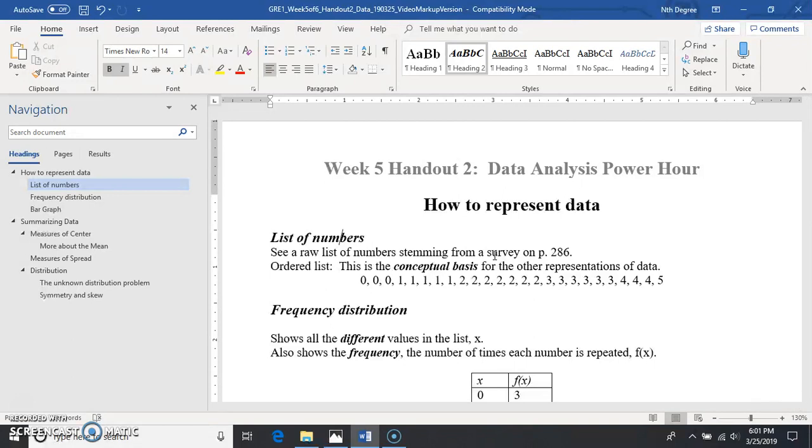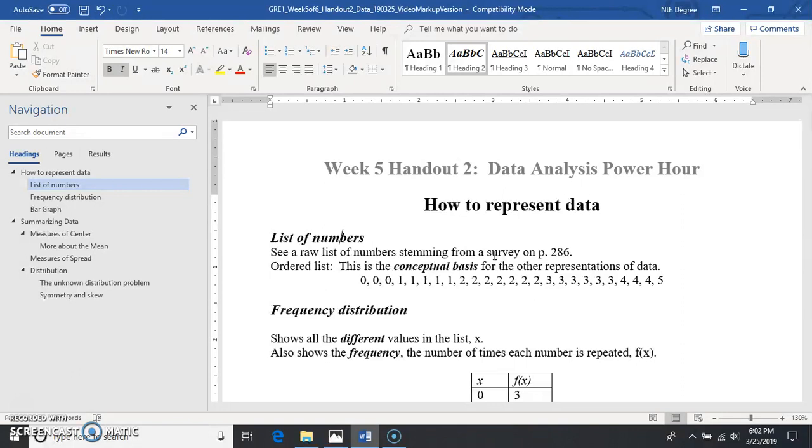A survey was taken to find the number of children in each of 25 families. A list of the values collected in the survey follows. In your book, you see 25 numbers that are not in any particular order. The first number in this list is 1. So what does that mean again? It means that the first family surveyed had 1 child. The next family surveyed had 2 children, etc.